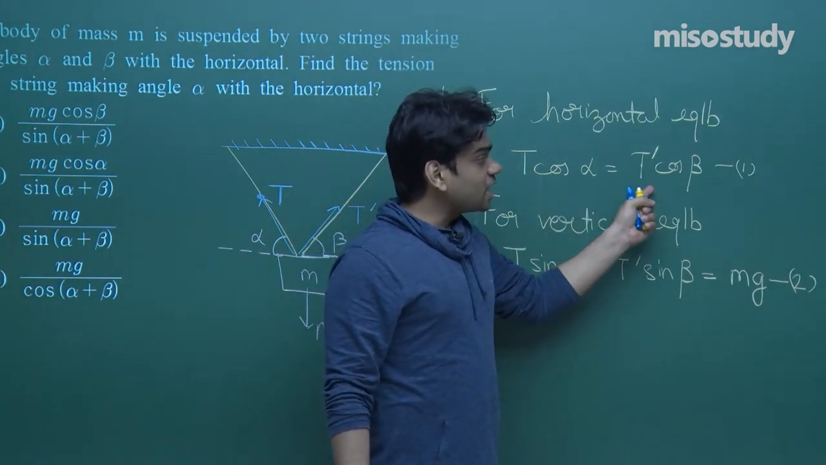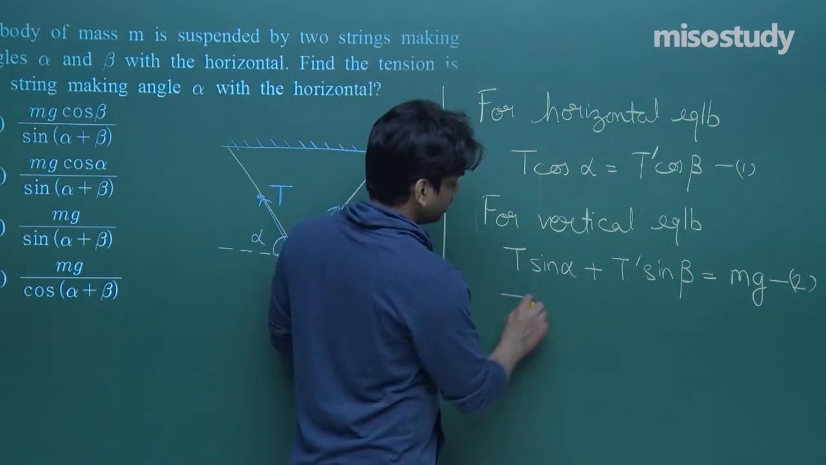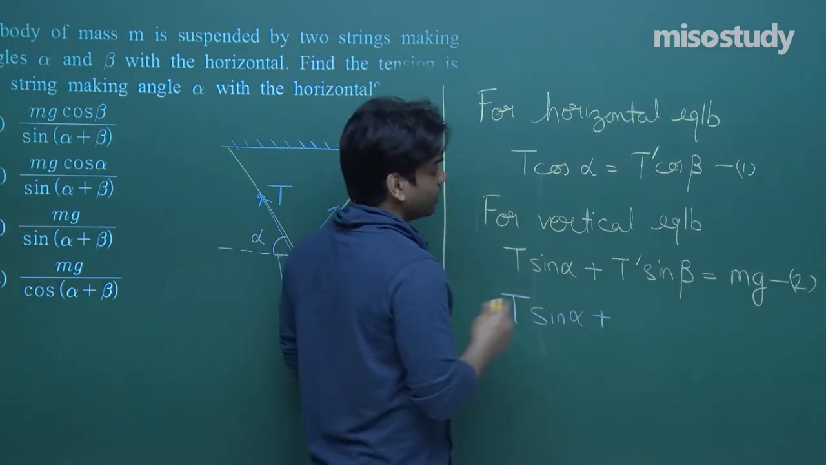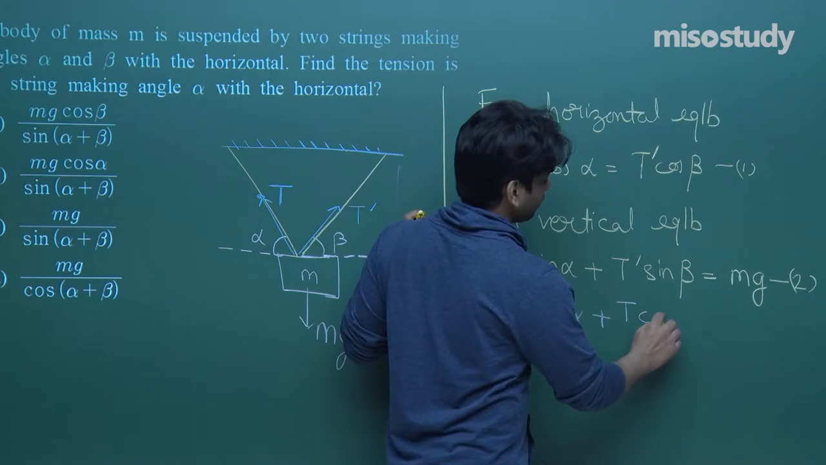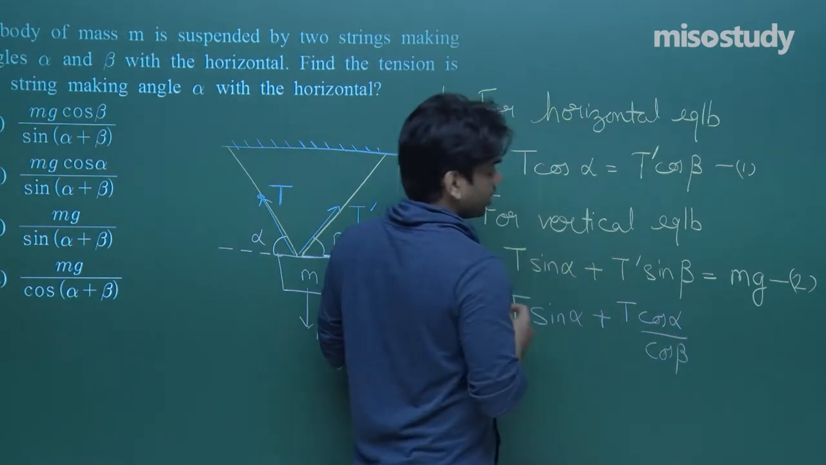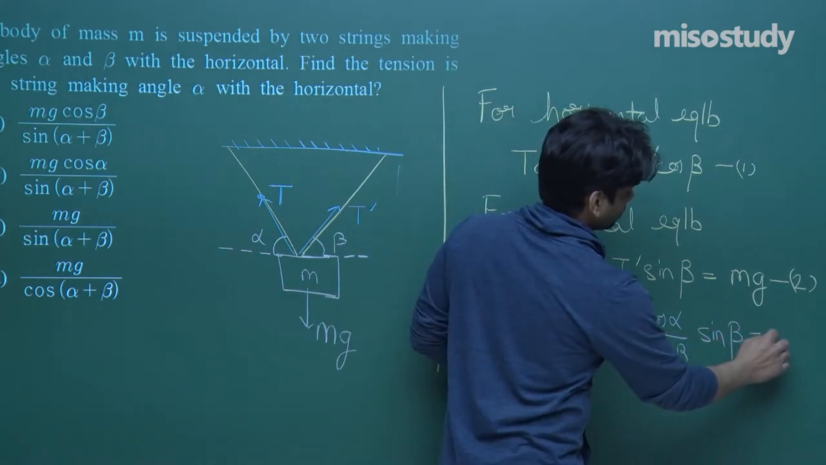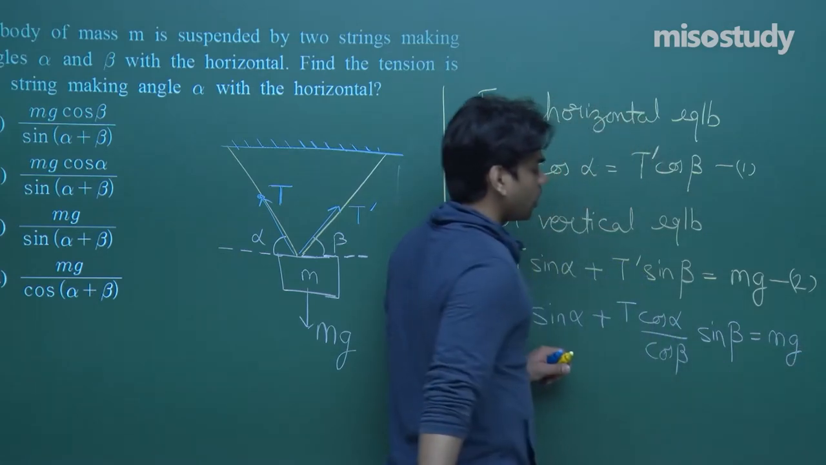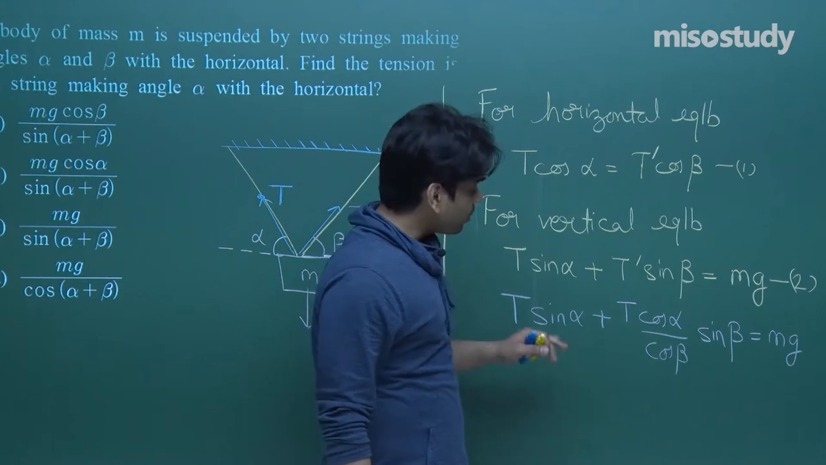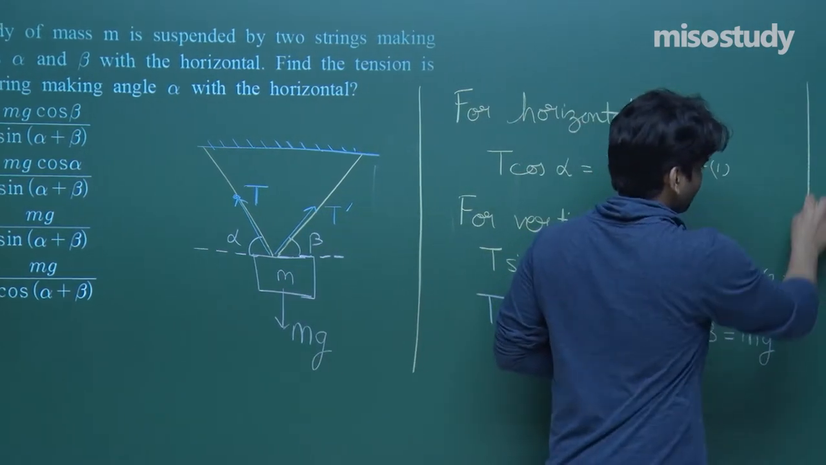Substitute the value of T dash from this equation number 1. In this equation, you will be having T sin alpha plus T dash. Instead of T dash, you can use T cos alpha divided by cos beta into sin beta is equal to mg. So we got this. Now easily you can see that you can make T as the subject. So if I make T as the subject, we can actually make the equation as shown here.